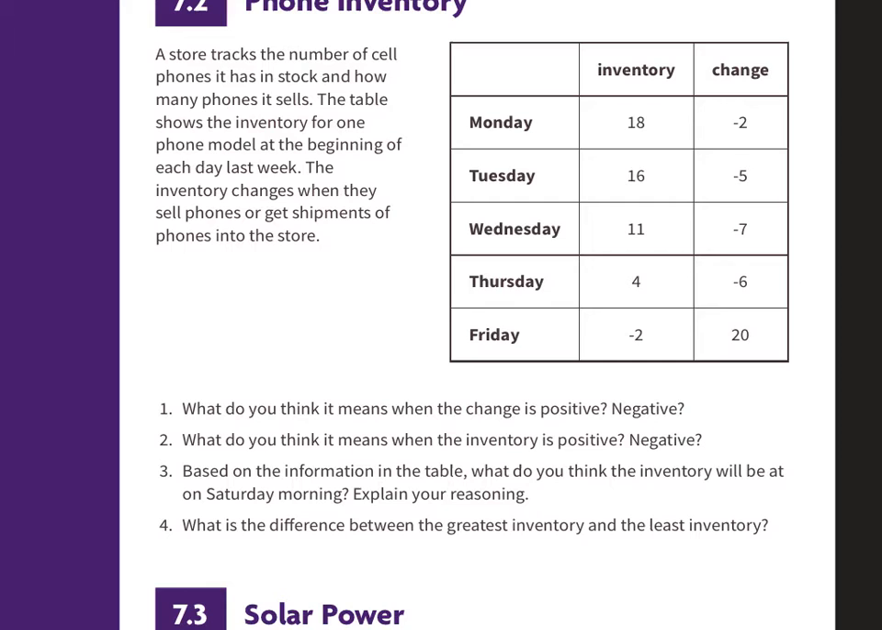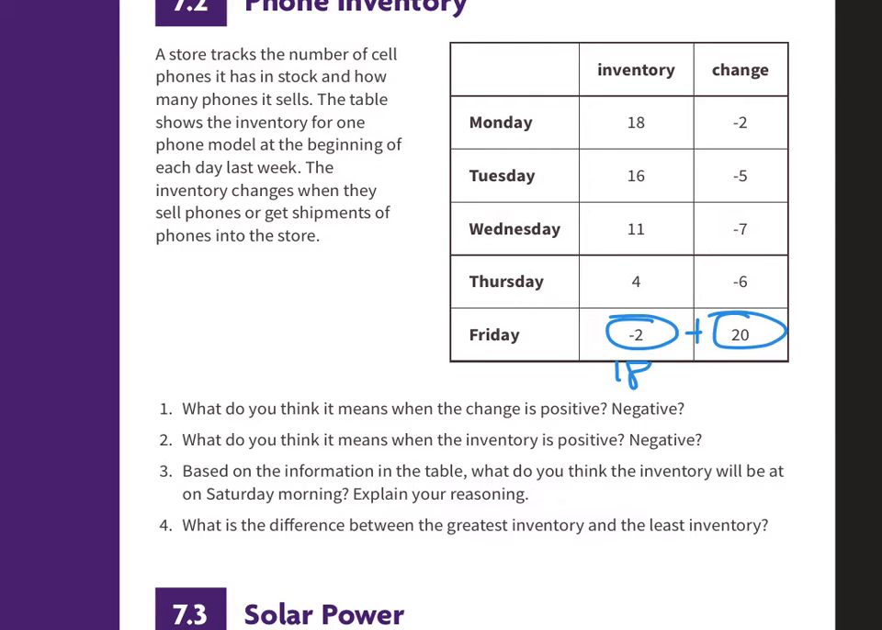Number 3. Based on the information in the table, what do you think the inventory will be on Saturday morning? So, we have negative 2 on Friday, but we get 20 in. Notice it's a positive 20, so we're going to add those two together. So if I go negative 2 plus 20, on Saturday they're going to start with 18 phones.